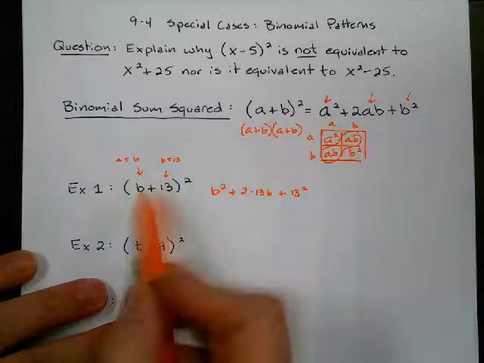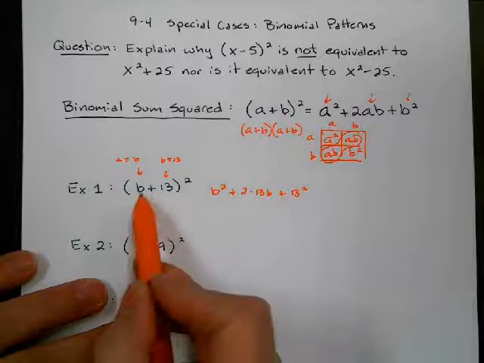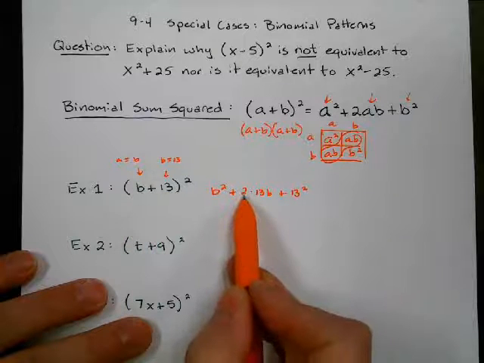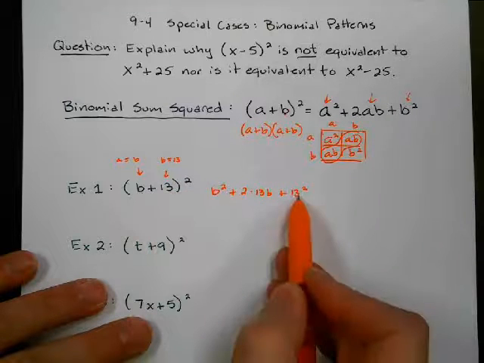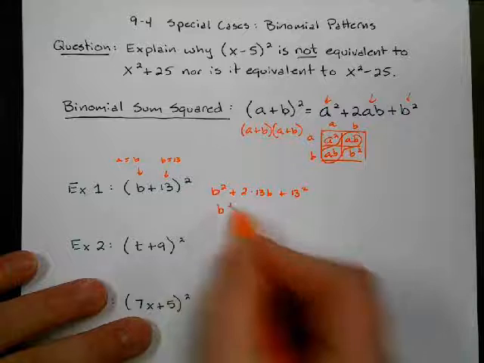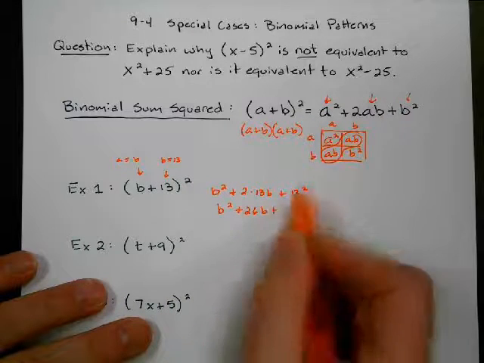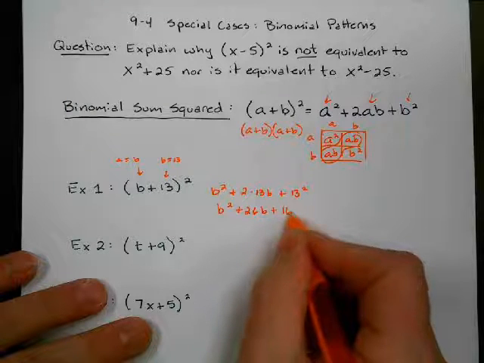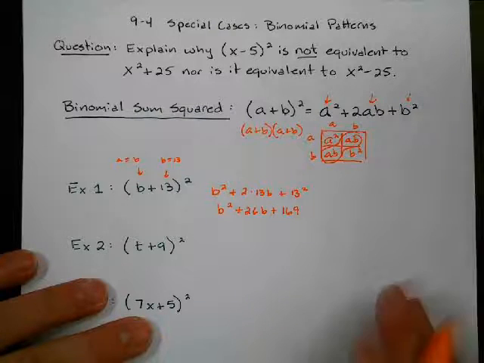See, here's the pattern. I take the first one, square it. The middle one is this one times this one times 2. And then the last number is squared. So what do I get? I get b squared plus 26b, and 13 times 13 is 169. And there's my answer.